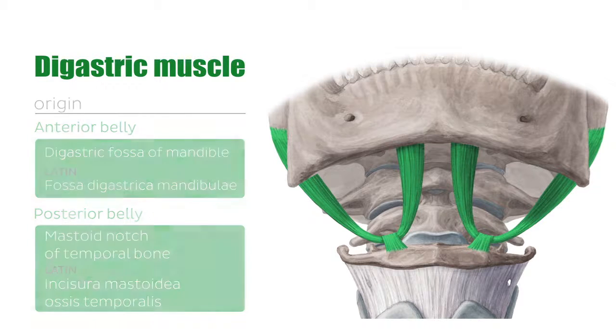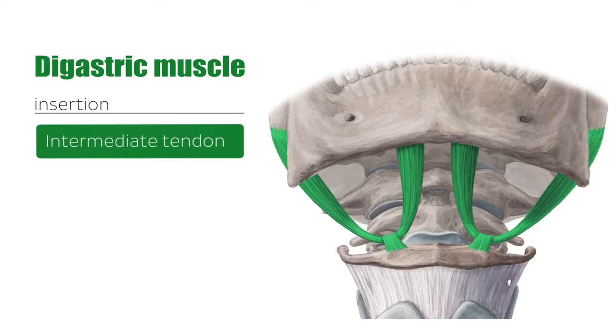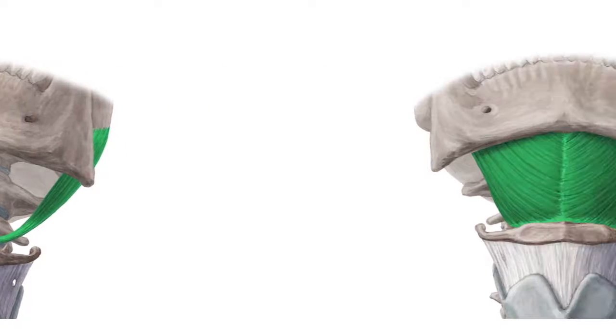When it comes to the insertion point for the digastric, together, these two bellies will insert at that intermediate tendon. So this is what we consider the insertion point for this muscle. We're now ready to move on to the next one on the list.